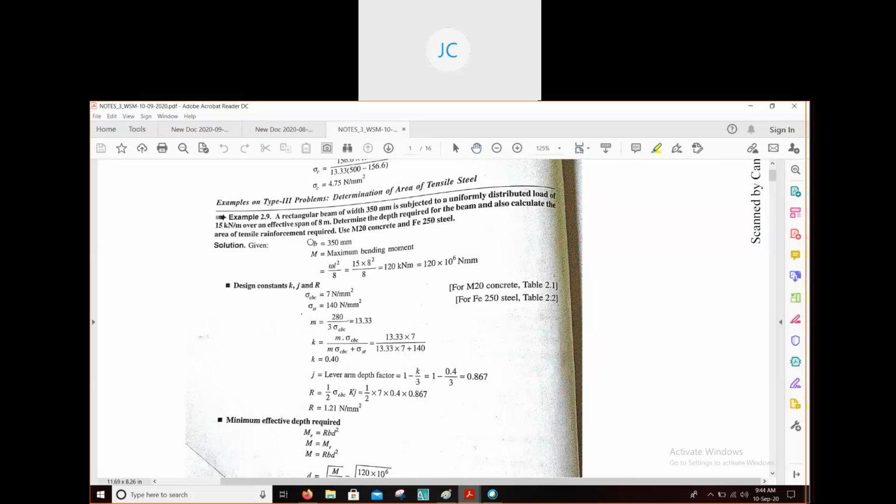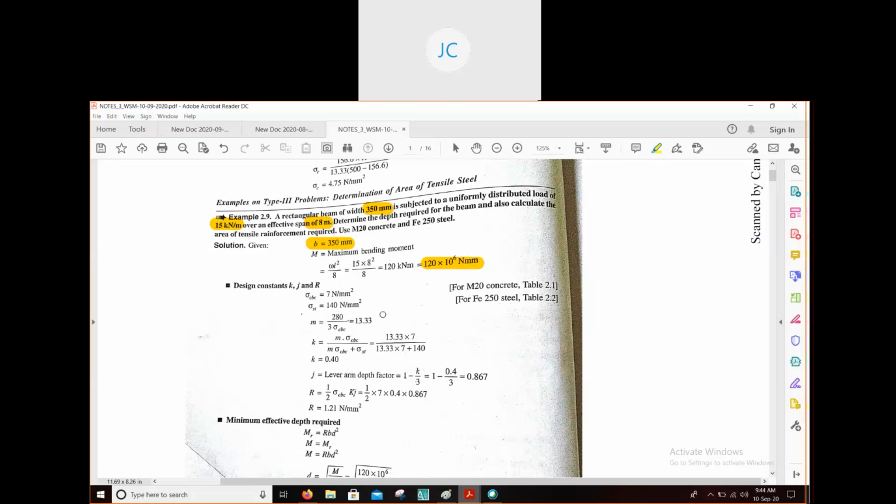First, B is given, this is the width of the beam. Then a UDL of 15 kilonewton per meter is acting on the beam for a span of 8 meter. So we can find out the maximum bending moment for that UDL. The formula is WL square by 8, which we have already discussed. So you have got the moment of this much.